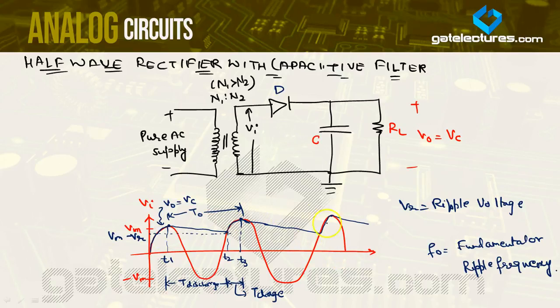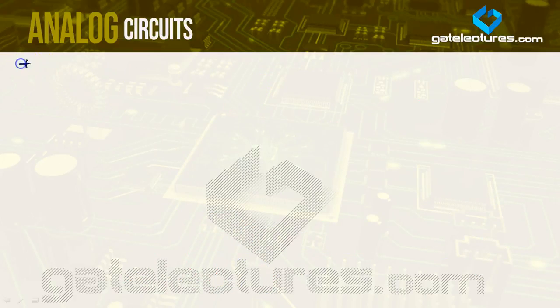This is how the output waveform looks. The ripples basically have a DC plus AC component. This portion is AC, and the shift in the waveform corresponds to the DC present in the circuit. Understood? This should be clear to you. Now let's write some points so that it is clearer to you. When the diode is forward biased, the capacitor charges through the diode.